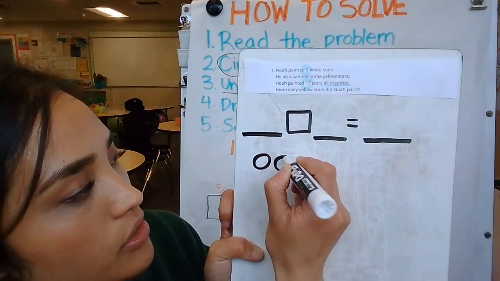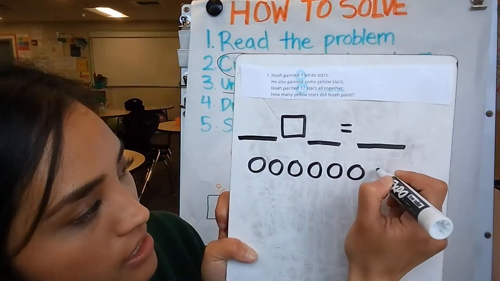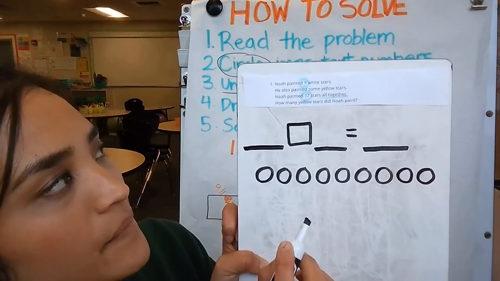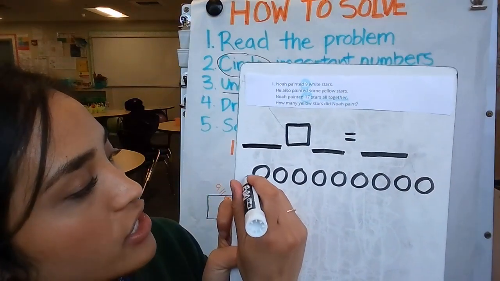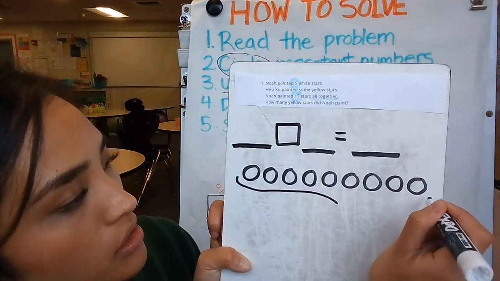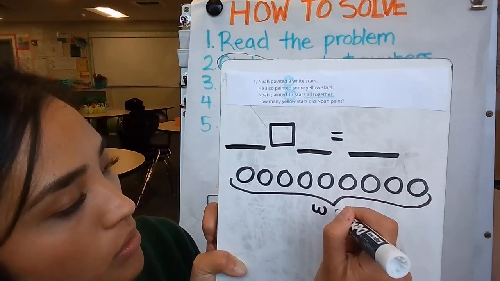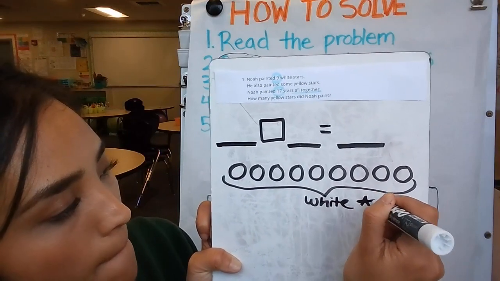1, 2, 4, 5, 6, 7, 8, 9. I'm going to draw these 9 and I'm going to label it white stars.